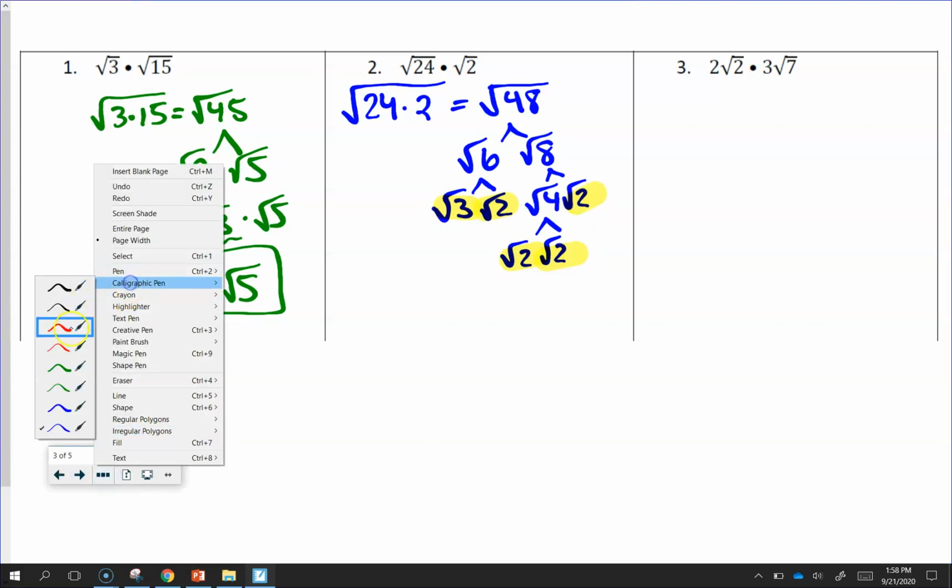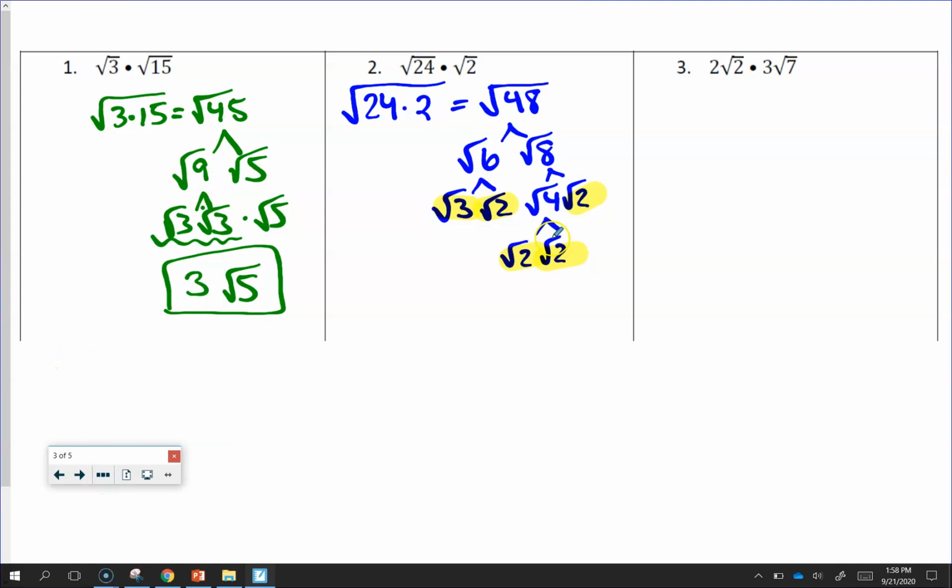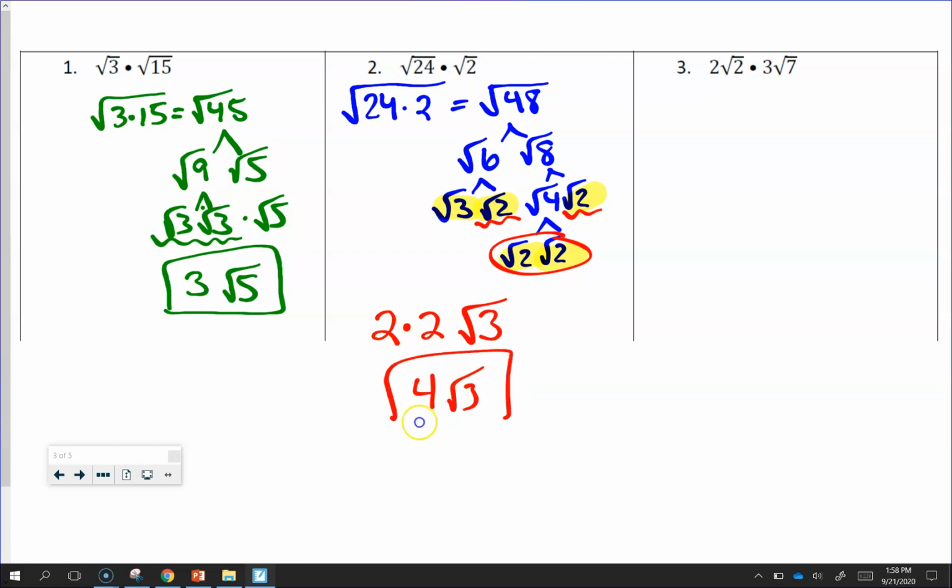Mama's rule says we have to take out pairs together. So here's a pair of 2s, so a 2 comes out of the house. Here is another pair of 2s, so another 2 comes out of the house. But square root of 3 is by himself inside. Again, my same product rule, multiply what's outside together, so this simplifies to 4 square root of 3.